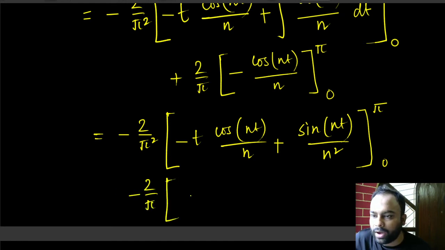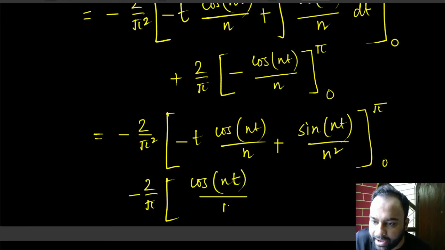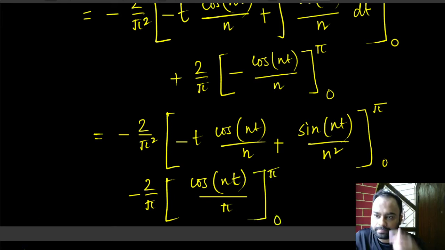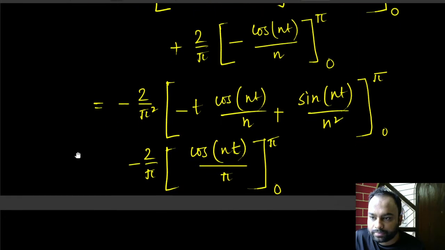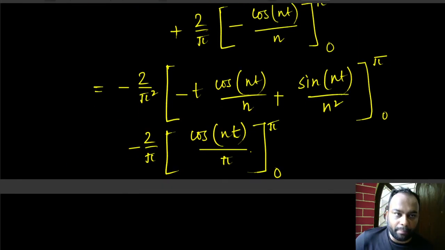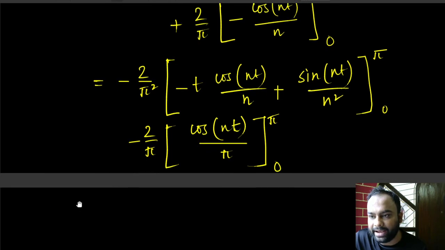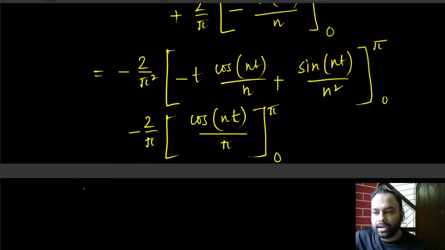We have 2 by pi cos nt by n, right? And we have 0 to pi, right? So that's our bn, right? We are calculating the expression for bn. Now look at this portion. These are the limits we are going to put. We are going to put pi as the limit and 0 as the limit, right?